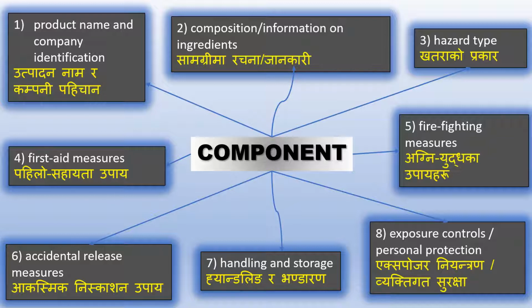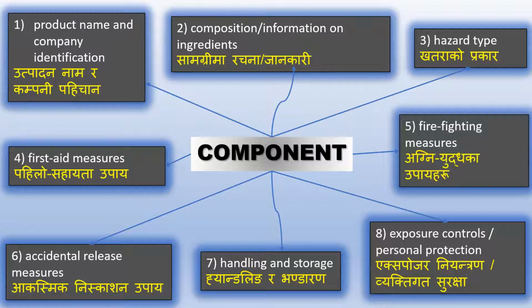Second is composition information. From this point you will get all the information regarding the composition and the chemical. The third point is hazard type, that is, the specified hazard. There are different types of hazards. For the hazard types I will make a separate video on that topic, so you will find all the hazard types there.